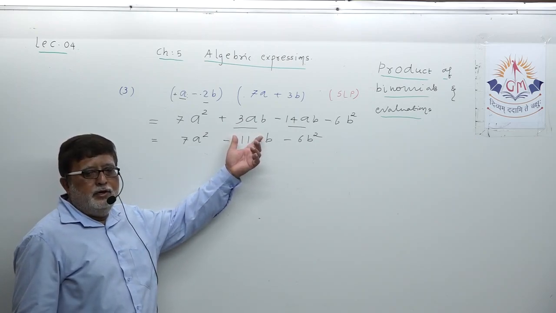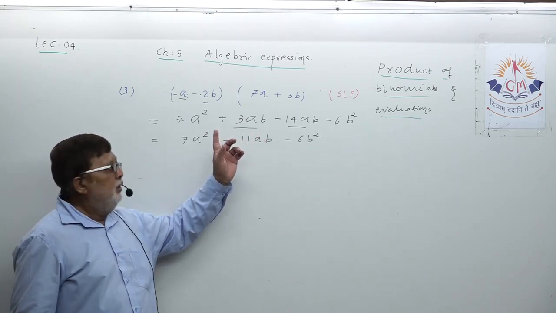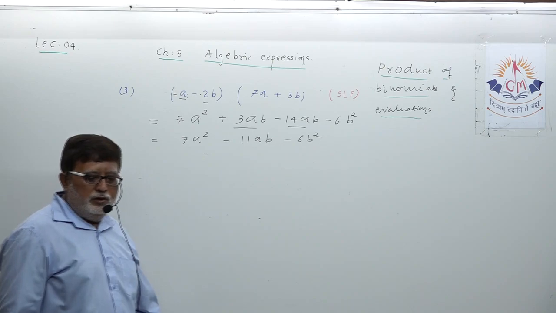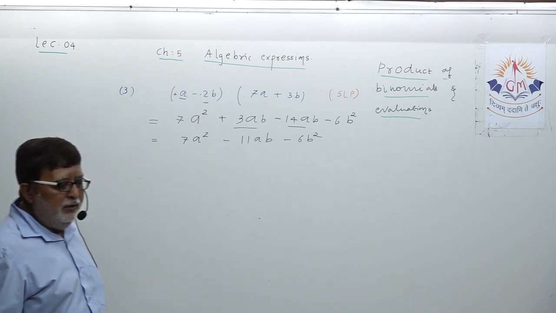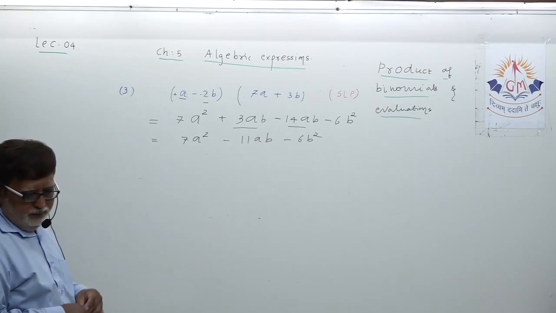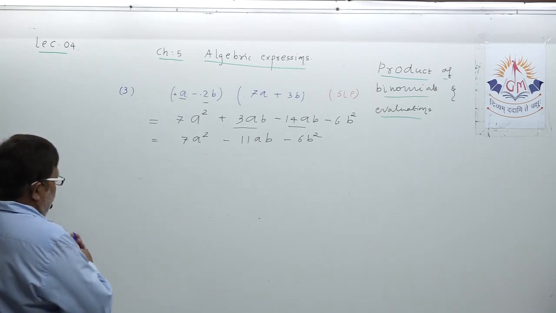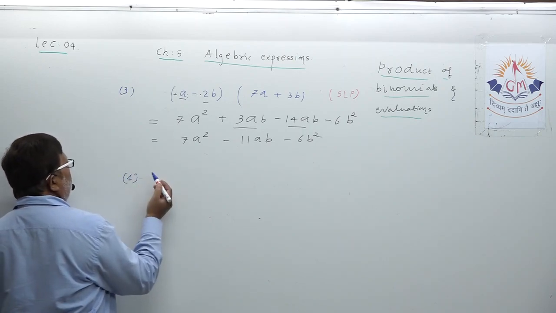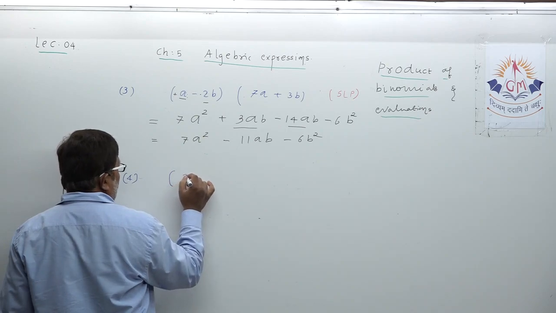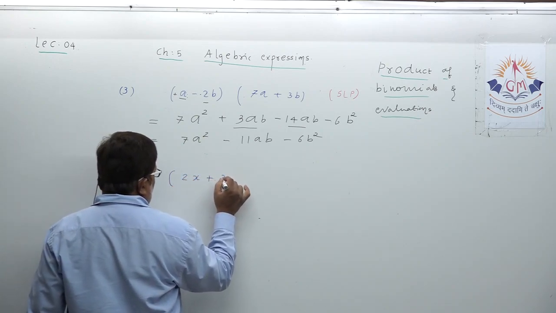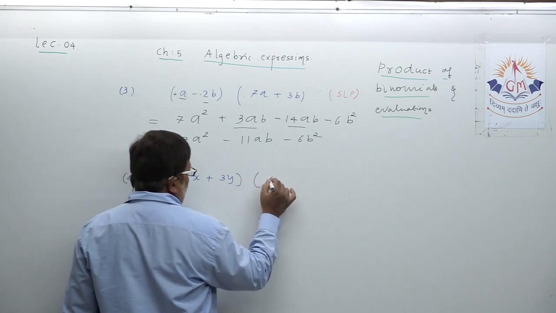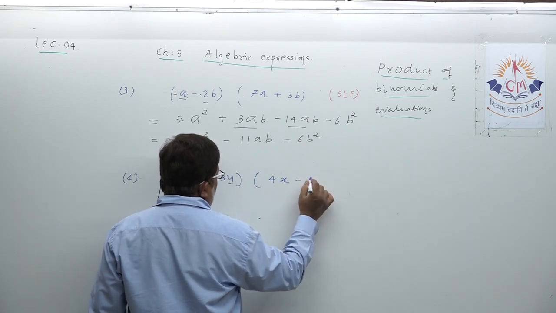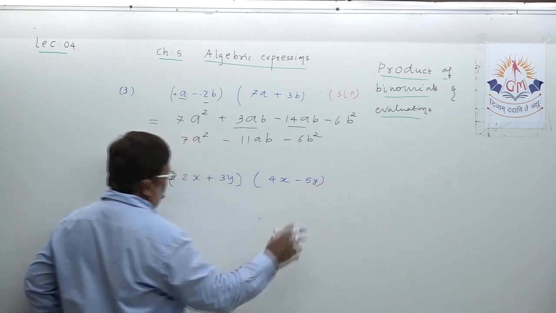Also at the same time, when you solve like terms, plus minus minus, you should be very conscious of the sign of the greater number, because for a minor mistake you may lose your marks. Okay. One more example, let us discuss. Suppose the example is like this: 2x plus 3y in one bracket, 4x minus 5y in another bracket. Let us try to solve this.